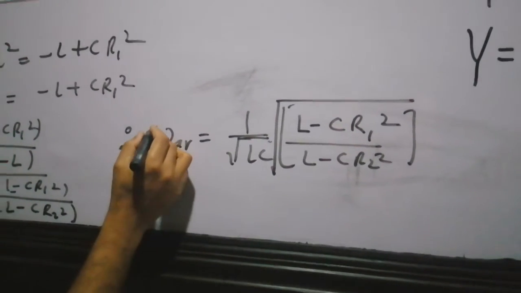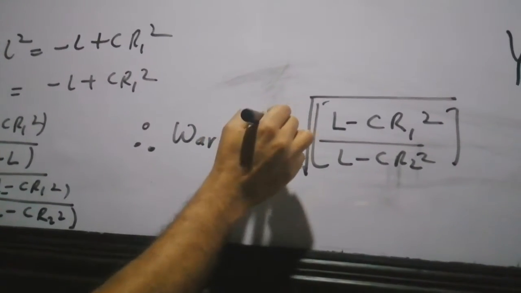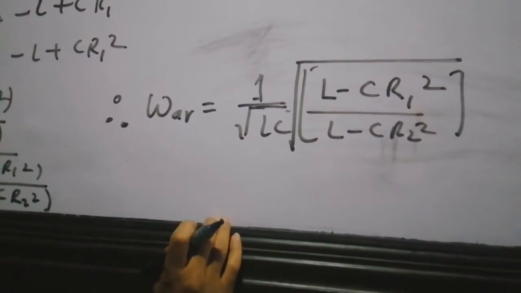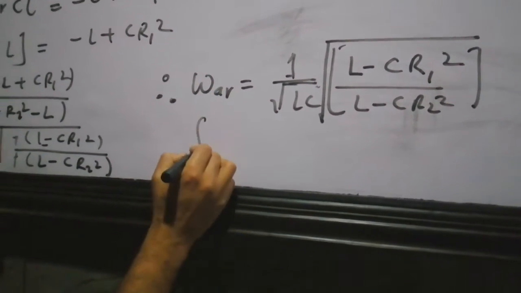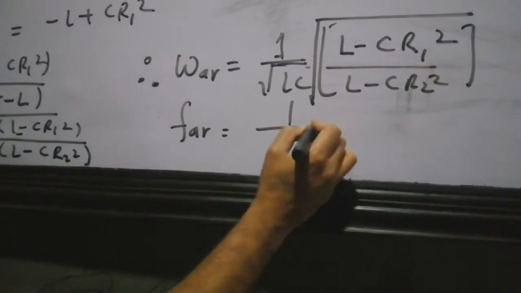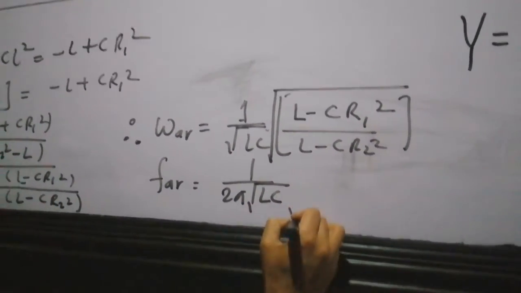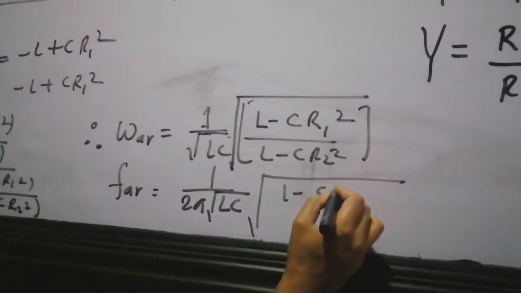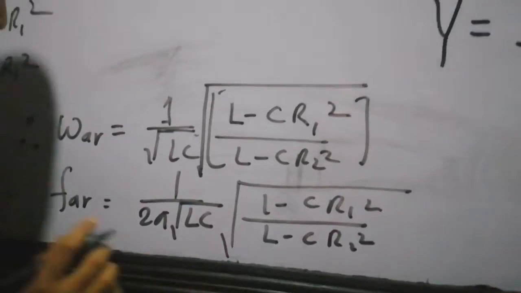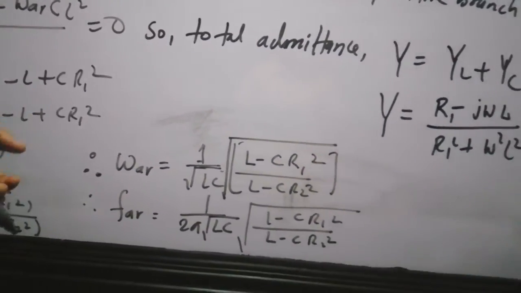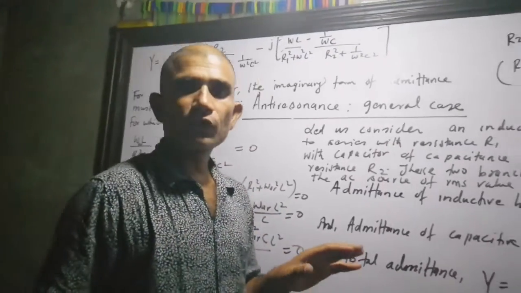So friends, finally we got the anti-resonant frequency, angular frequency omega AR equals to 1 by root LC, root under L minus C R1 square by L minus C R2 square. And if you want to get it in terms of actual frequency, then we can take that 2 pi this side, and this becomes 2 pi root LC, and this comes L minus C R1 square by L minus C R2 square. So this was our resonant frequency, and so we find anti-resonant frequency when inductive and capacitive both branch consist of the resistance.